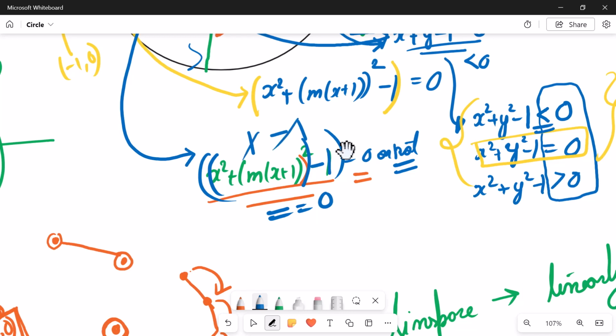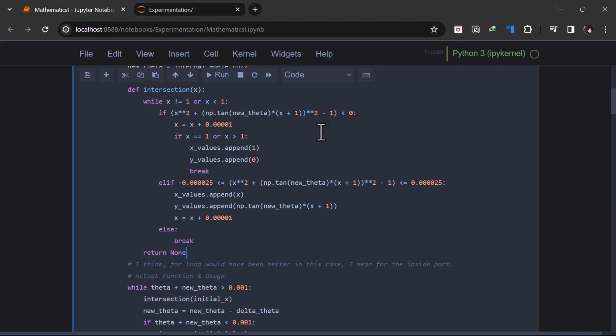We don't know if this value will be completely equal to 1. Maybe this value becomes 0.99 or 1.001 or something like that, because we are using the tan function. We don't know what kind of float and with how much precision we'll get the value. So that's why we are using this very small interval for checking. If the value lies between this interval, that means the value is very close to 0. Then we can assume that we have hit the intersection point and we can append the value of x.